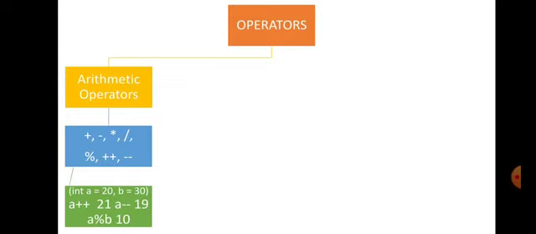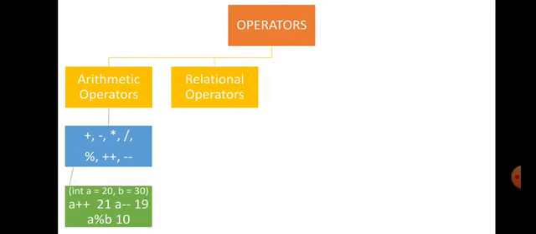A, which is 20 in the first statement, when I give A minus minus, it is exactly equal to A is equal to A minus 1. That means 20 minus 1, and finally the A-- value becomes 19. A percentage B is nothing but 20 percentage 30. It will skip the divisor and the quotient, and it will take only the remainder value. The remainder value is 10. So the result for A percentage B is 10.